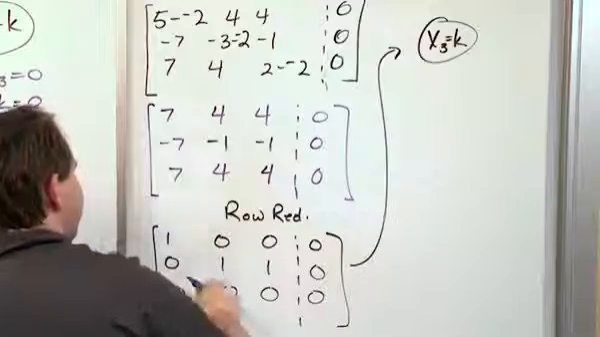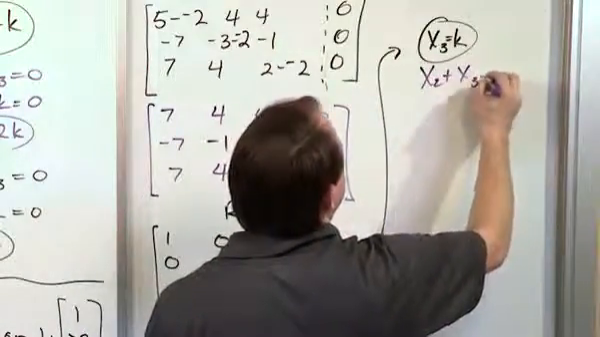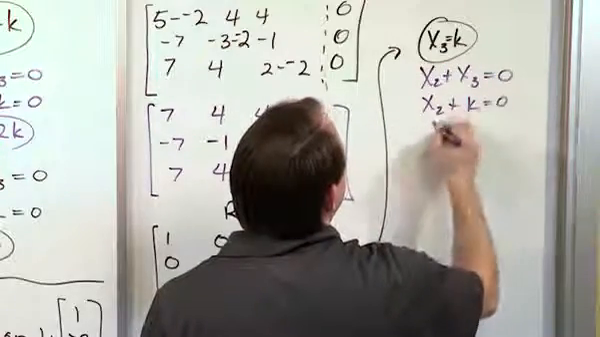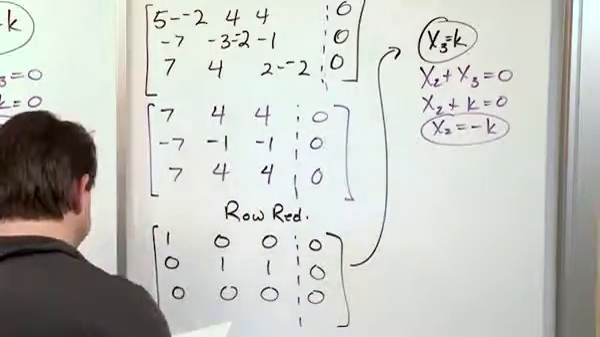The next row above it is x sub 2 plus x sub 3. X sub 2 plus x sub 3 is 0. So x sub 2 plus, we know this is now k. So x sub 2 is negative k. We'll circle that. That's going to be useful.